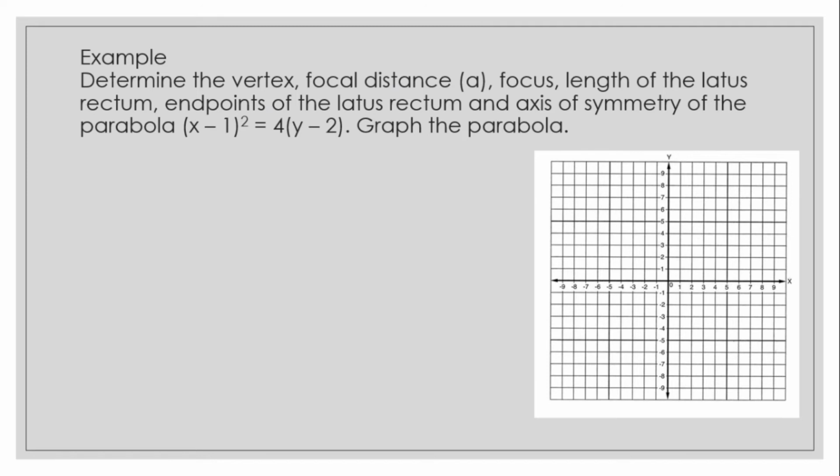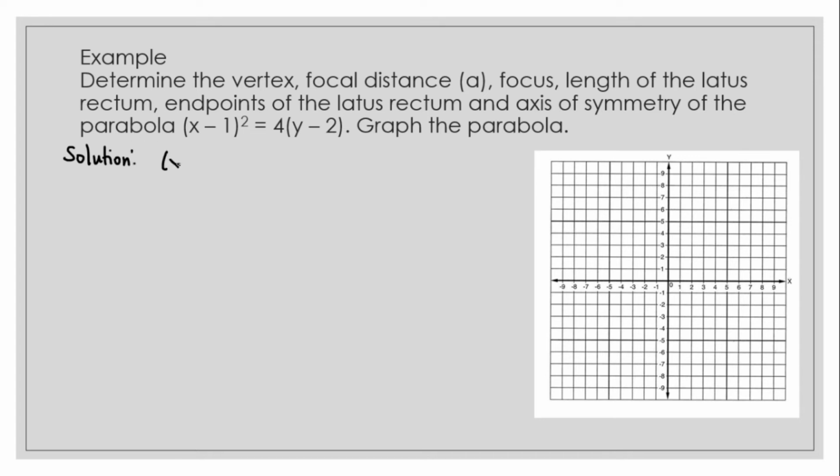Another example which is of course different dun sa example natin kanina. Okay, example, we have determined the vertex, the focal distance A, the focus, the length of the latus rectum, the endpoints of the latus rectum, and axis of symmetry of the parabola x minus 1 squared is equal to 4 times y minus 2. Okay. Yan. So, kakaiba itong ating equation ng ating parabola kasi ang naka-squared ngayon is yung x, no? Di katulad kanina na y ang naka-squared. And so, madali lang din. Same lang. So, here is our solution.